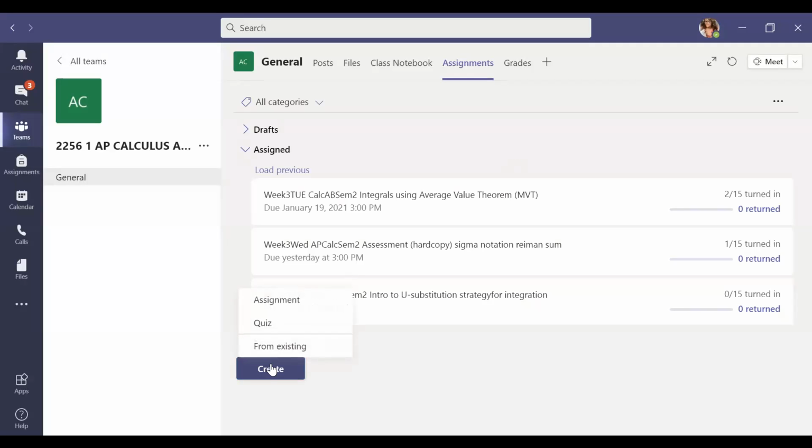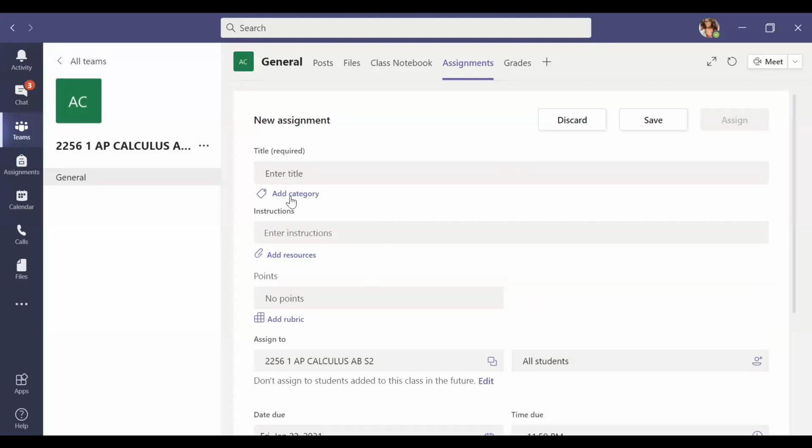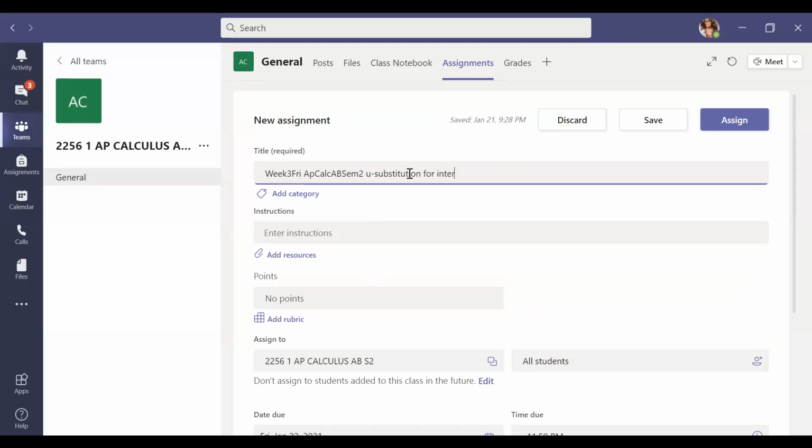Let's go ahead and create the assignment for today. This is going to be Week 3 Friday, and it's AP Calc AB Semester 2. And today we're going to talk about U substitution for integration, day 2.